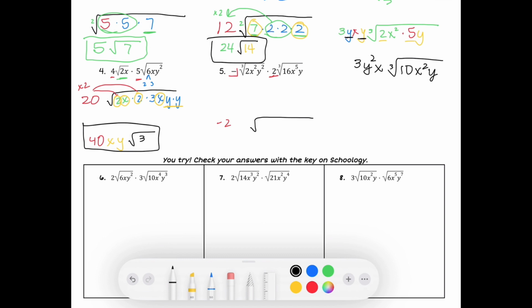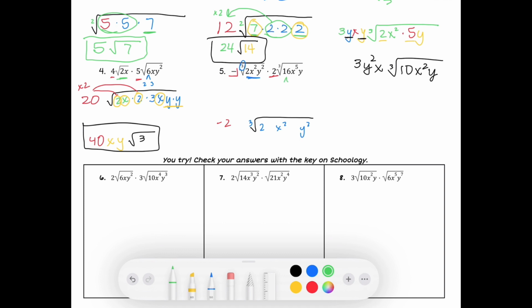So we have a 2 here, we have x squared, and we have y squared if we're looking at our first radical, and we have a 3 on the outside this time. So let's make sure we write that 3. So 2, we have x squared, and we have y squared. None of those can come out, so we have to leave them there. There's no simplifying we can do right away.